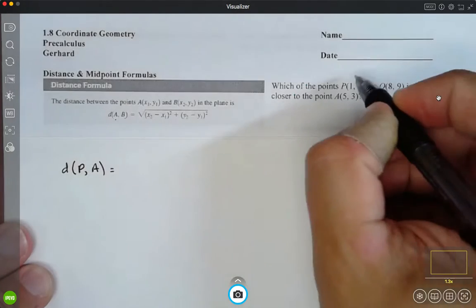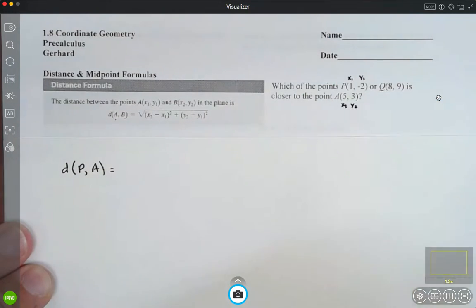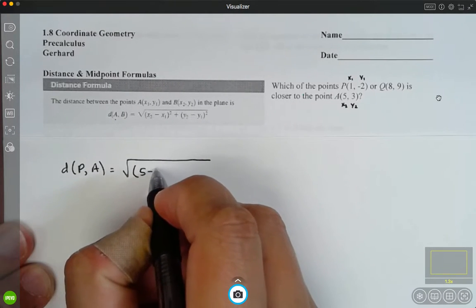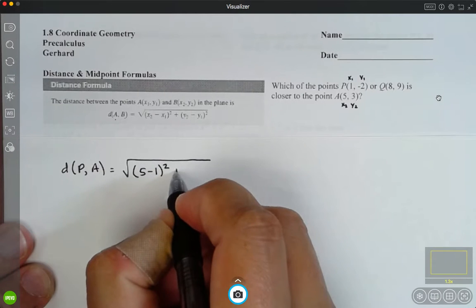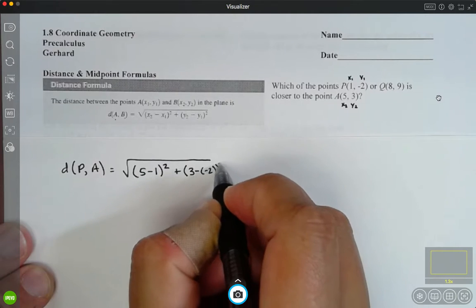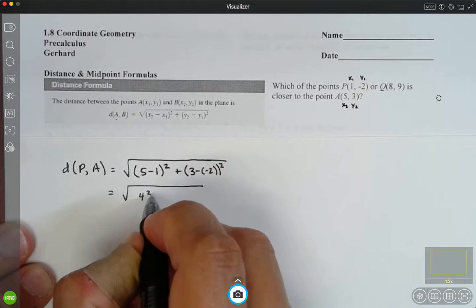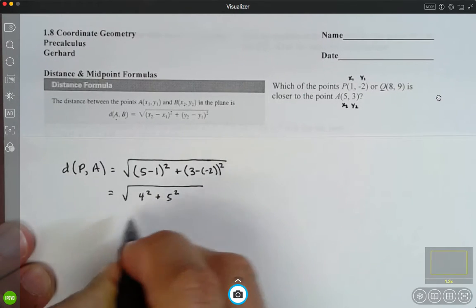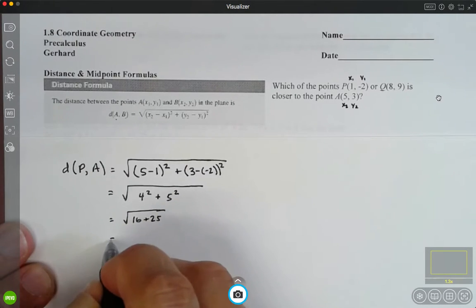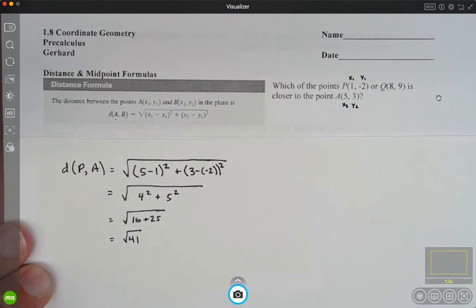So when I look at this, I'm going to let this be x1 and y1, and this is going to be x2 and y2. So when I use the formula, I'm going to say x2, which is 5, minus x1, which is 1, squared, plus 3 minus -2 squared. And then we just simplify, so that's going to be 4 squared plus 5 squared, which is 16 plus 25, which is 41. So the distance between P and A is the square root of 41.